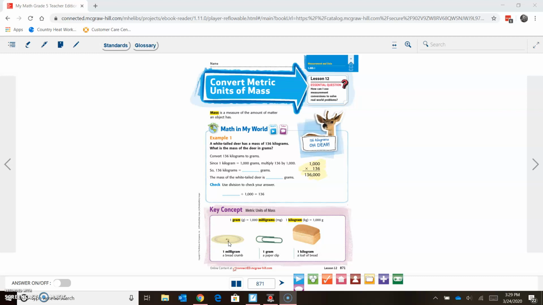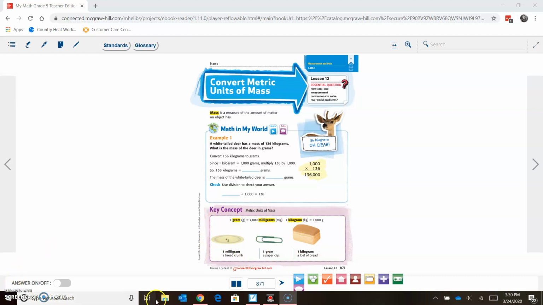So think about the conversions. There are 1,000 breadcrumbs in a paperclip. And there are 1,000 paperclips in a loaf of bread. Now, for the sake of our math problems today, you're also going to need to know that there are 1,000,000 milligrams in a loaf of bread. So there's 1,000,000 of these in here. So 1,000 in here, 1,000 in here, and 1,000,000 of these in here.